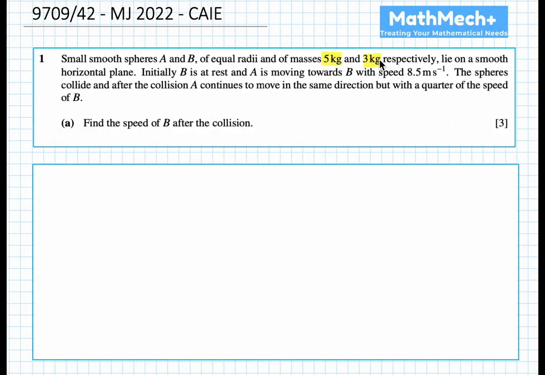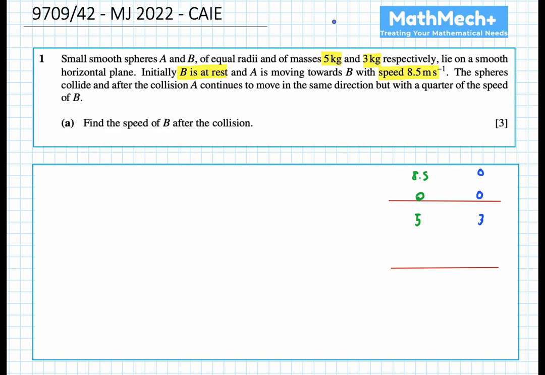Hello, we are looking at our first question here, and based on momentum, the conservation of momentum, we've got our masses and we've got some details about velocity. So remember, the formula is mass times velocity, and you'll do an initial and a final stage for that. So this is the May and June 2022 mechanics paper.